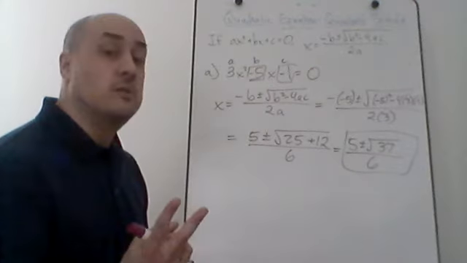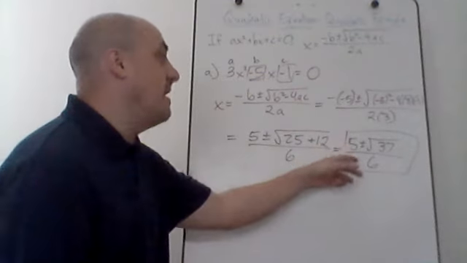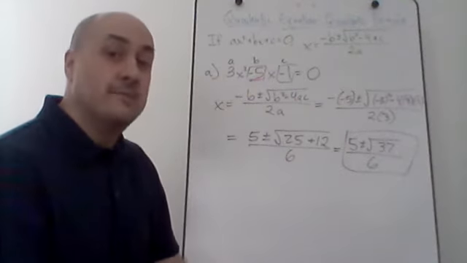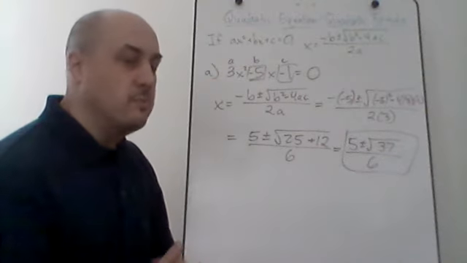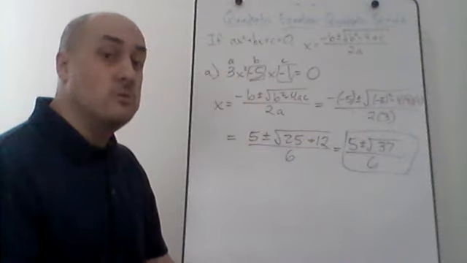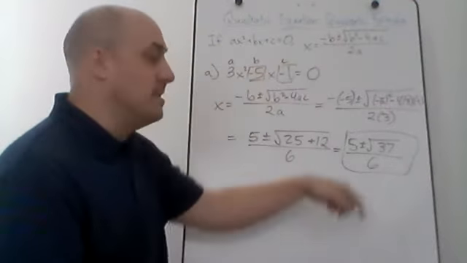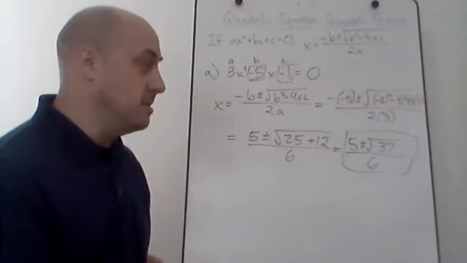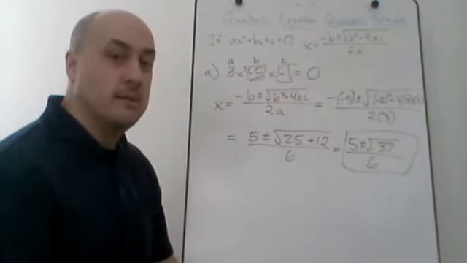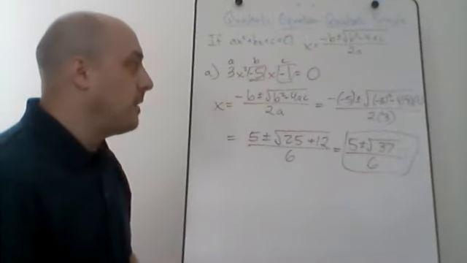Notice there are 2 solutions there. There's 5 plus the square root of 37 divided by 6, and then there's 5 minus the square root of 37 divided by 6. Just like with the square root method and with the factoring method, usually we get 2 solutions when we solve a quadratic equation, and in the quadratic formula, that plus or minus is what gives us those 2 solutions. One with a plus in there, one with a minus. There's 2 different solutions.